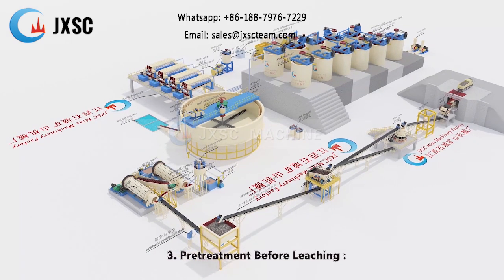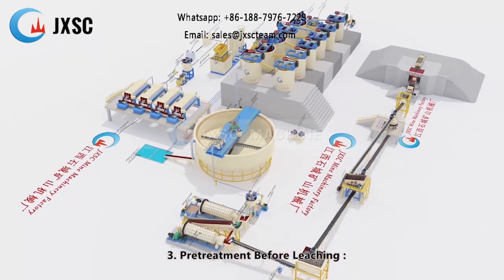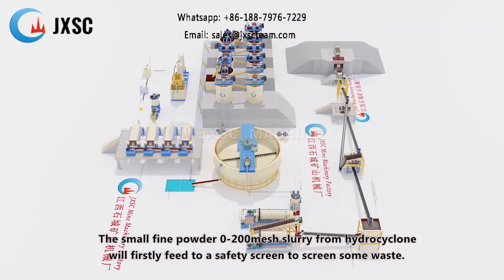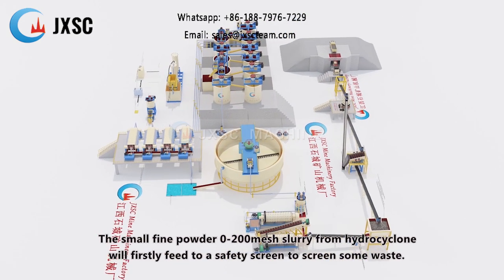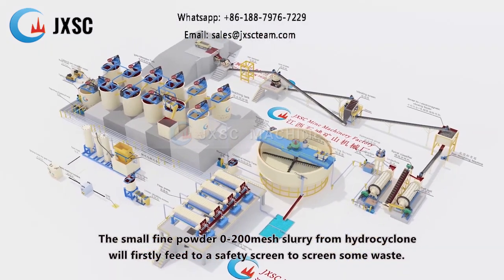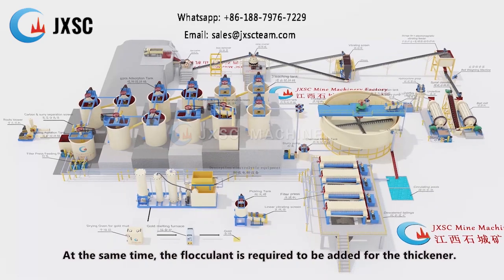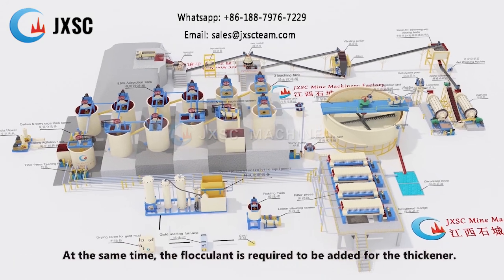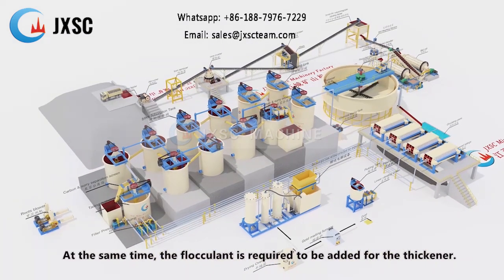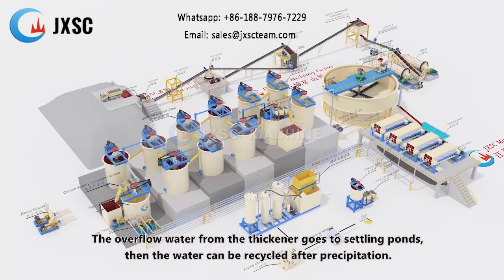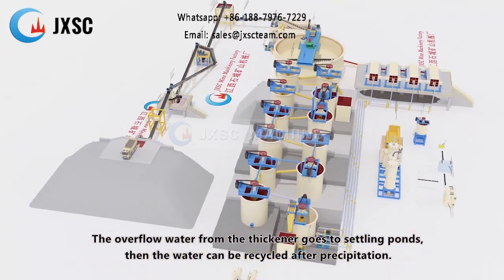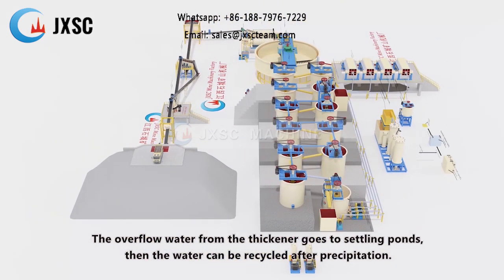3. Pre-treatment before leaching. The fine powder 0 to 200 mesh slurry from the hydrocyclone will first feed to a safety screen to screen out some waste. The underscreen will go to the thickener directly. At the same time, flocculant is required to be added for the thickener. The overflow water from the thickener goes to settling ponds, then the water can be recycled after precipitation.